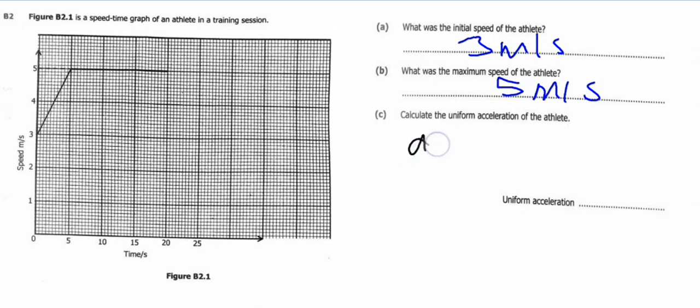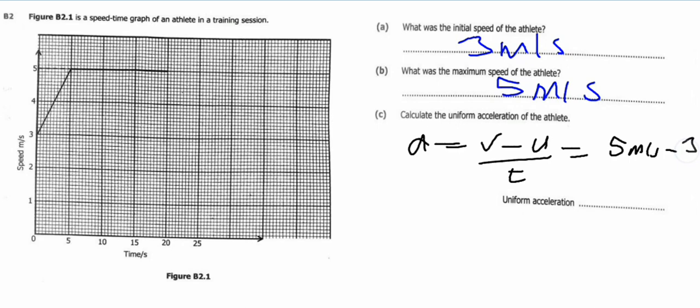Acceleration is given by final velocity minus initial divided by the time. The final velocity is the same as the maximum speed of this athlete, which is 5 meters per second, minus the initial velocity or speed of this athlete, which was just 3, divided by the time. What was the time when this athlete reaches the final velocity of 5 meters per second? It was just 5 seconds. So we need to divide by 5 seconds.